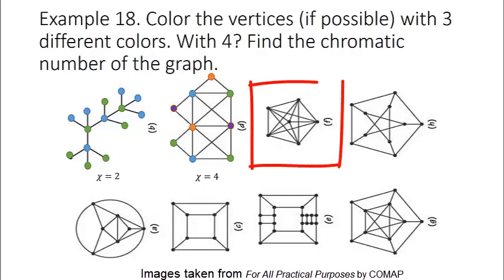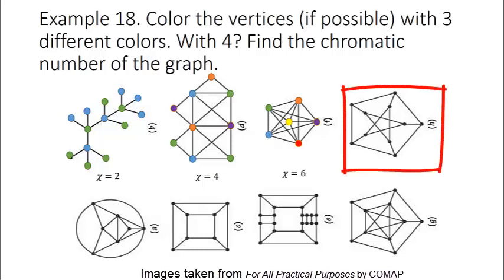All right, what do you think for the next one? This one is a complete graph on 6 vertices. And by complete graph, I just mean that every 2 vertices are connected by an edge. So since it's a complete graph on 6 vertices, we're going to need 6 different colors.